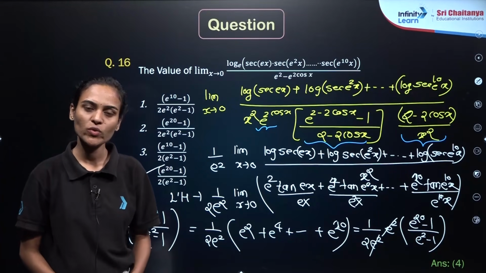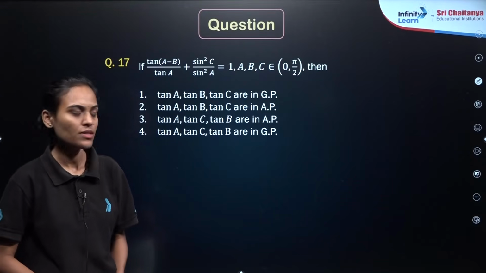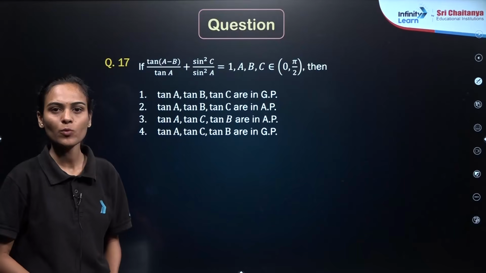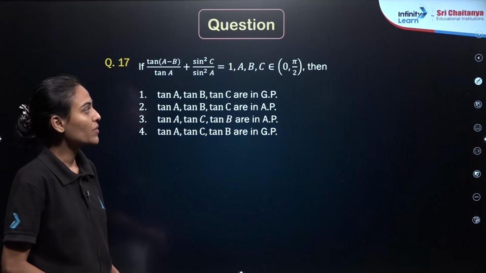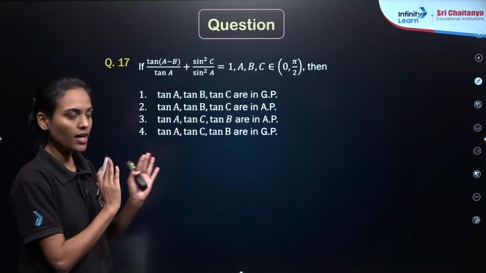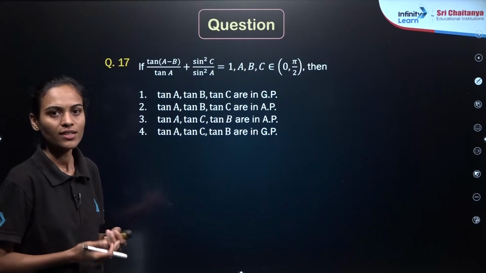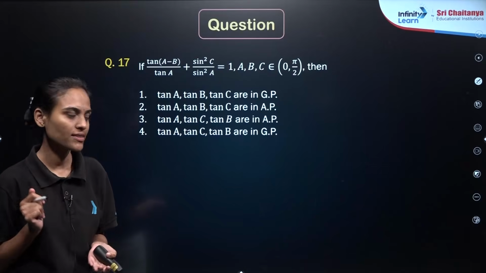Now let us do students question number 17. So here you have tan(a minus b) upon tan a plus sin^2 c upon sin^2 a equals 1, where a, b, c are in the first quadrant. Then you need to find whether the terms are in GP or AP, and in which order, considering the terms are tan a, tan b, tan c.